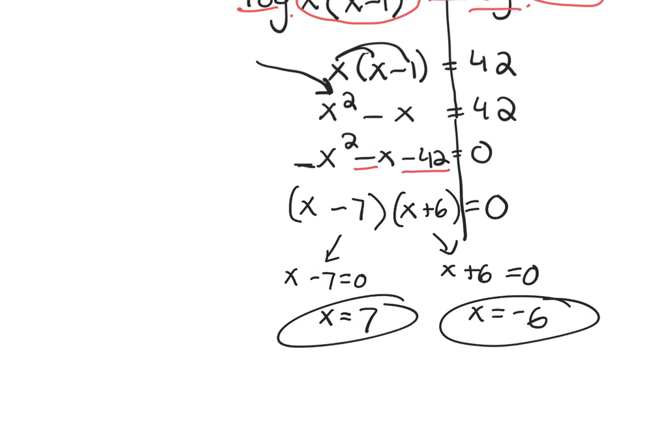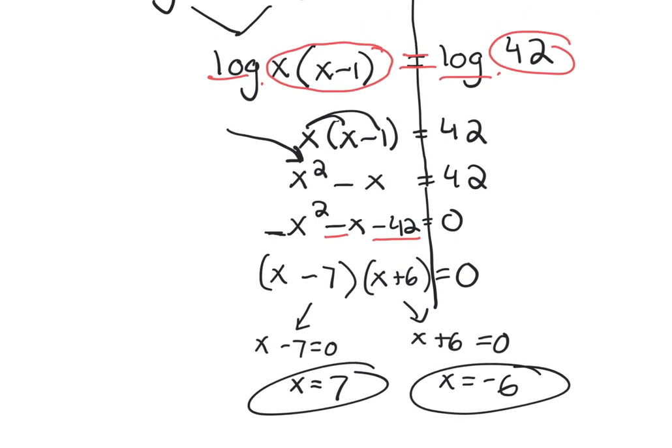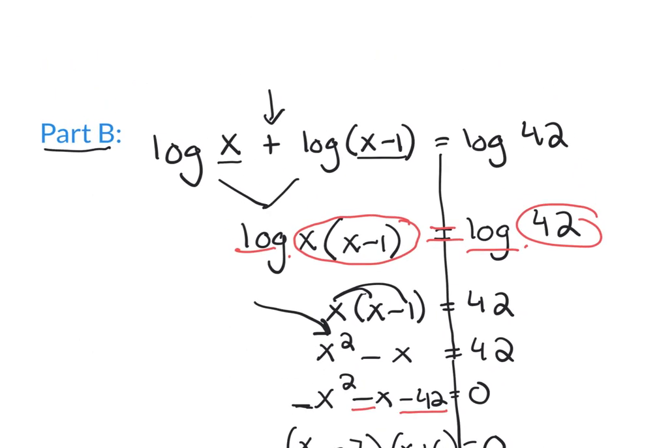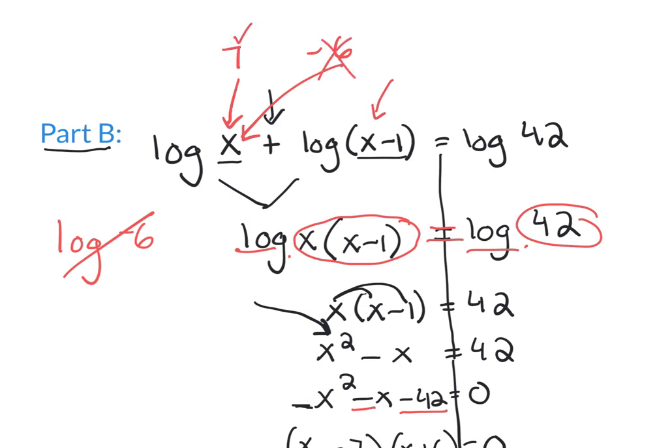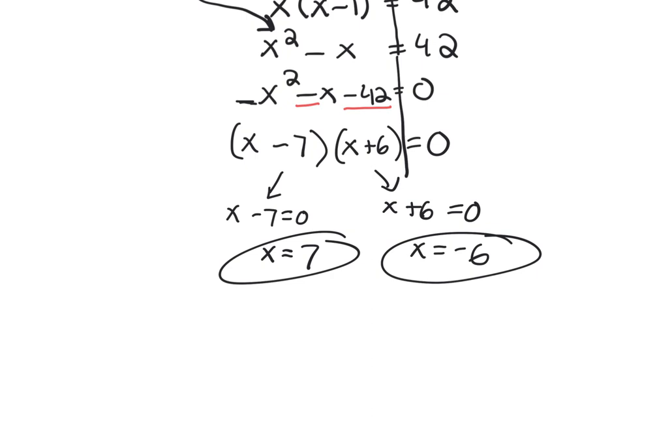Check for extraneous solutions. So 7 and negative 6. Let's go back up to the top. 7 and negative 6. Right here, 7 works, but negative 6 is not going to work because we cannot have a logarithm of a negative number. So negative 6 will not work, but let's check 7 over here. 7 minus 1. Okay, that still works. So, fake out solution, real solution.